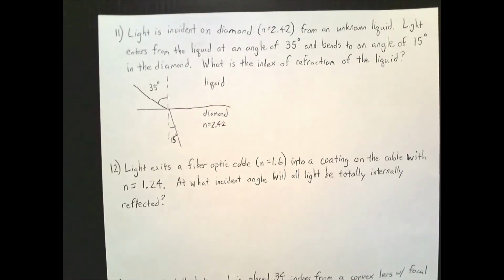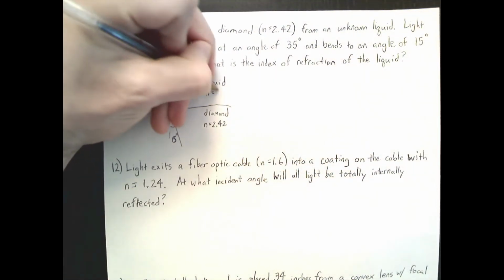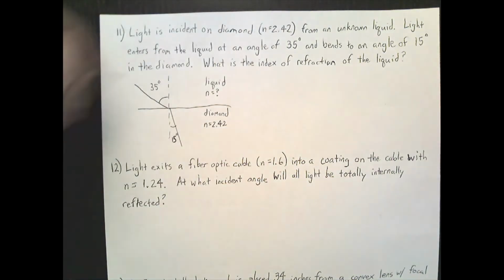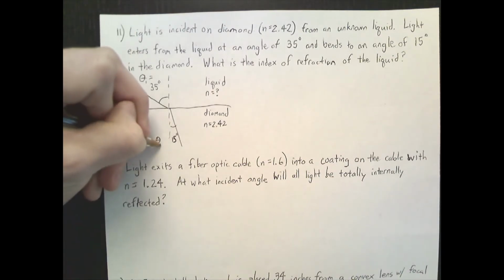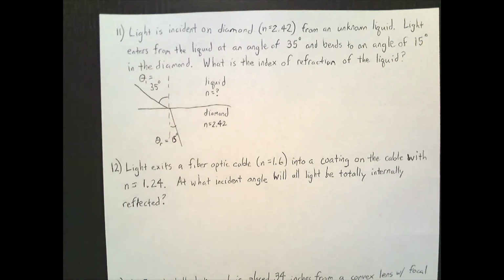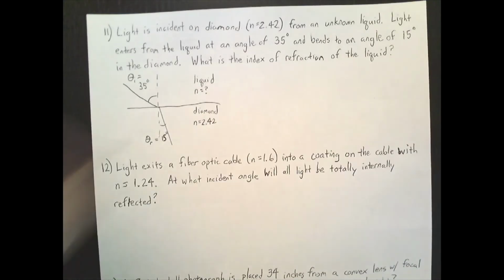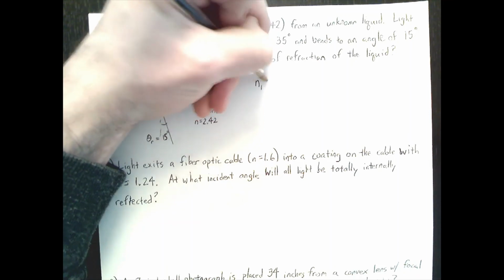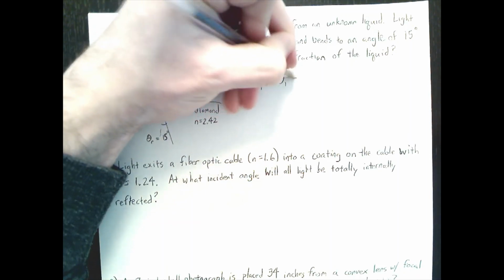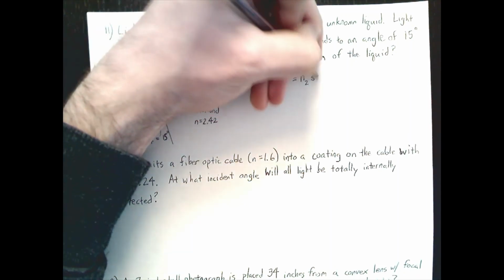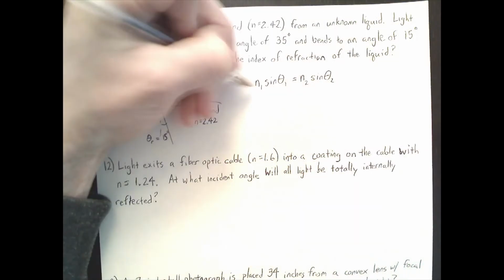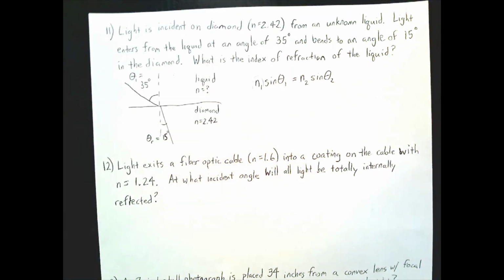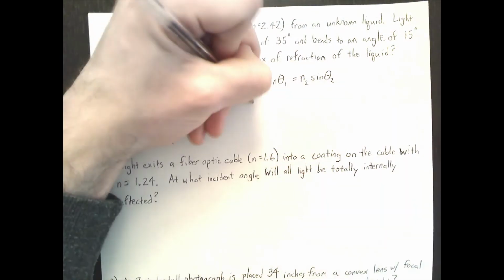We want to know what the index of refraction of the liquid is. So we don't know what n is. That's what we're trying to find. We do, however, know the incident angle to be 35, and we know the refracted angle to be 15 degrees. So we can use Snell's law, n1 sine theta 1 is equal to n2 sine theta 2. We know everything except n1. We're trying to solve for this value here. So we can plug in the numbers we do know.